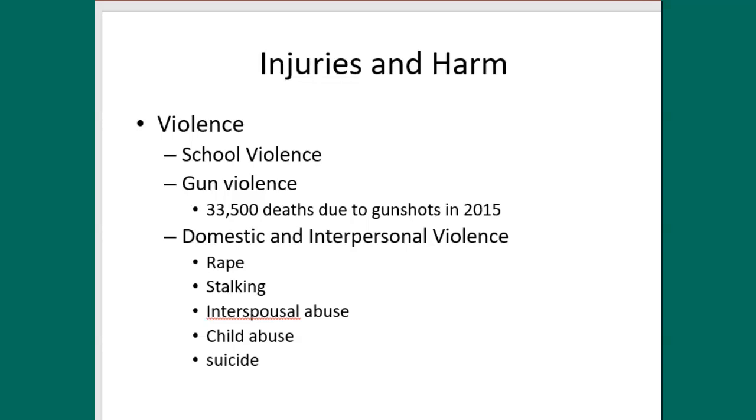Beyond gun violence, there's domestic and interpersonal violence. These are mainly handled at the state and local level under police powers, but rape, stalking, interspousal abuse, child abuse, and suicide. Believe it or not, suicide for a long time in most states was against the law.